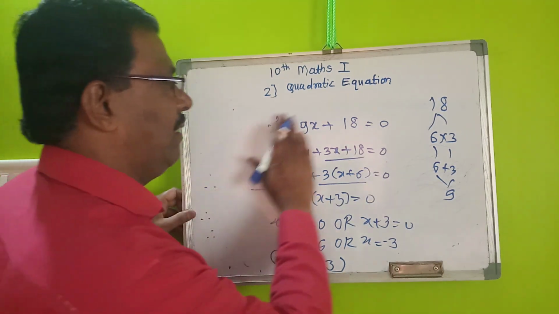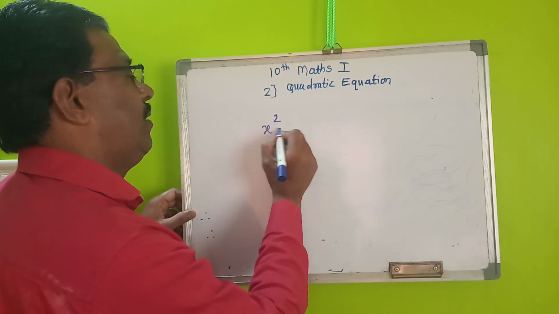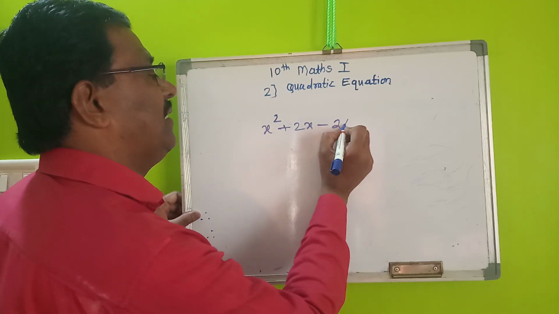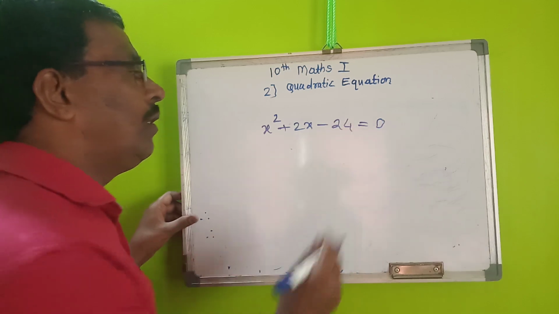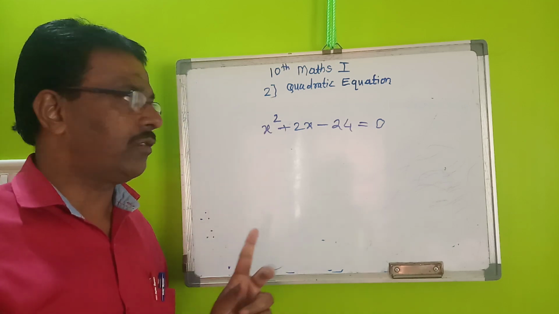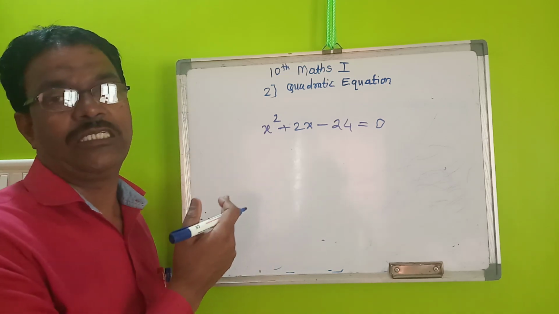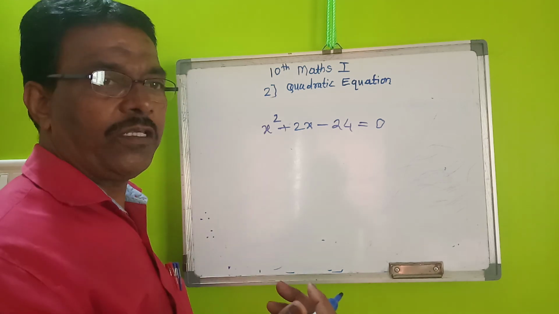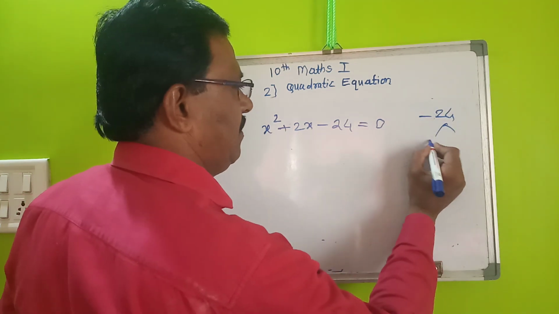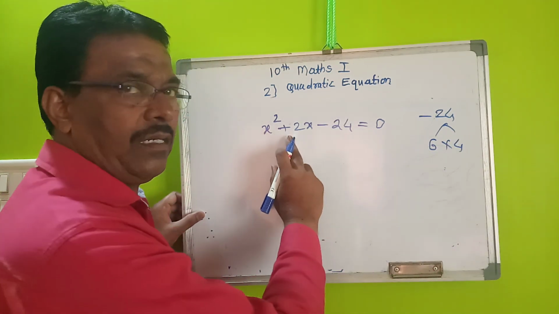One more example we will take, where the third term is negative. For example, x square plus 2x minus 24 is equal to 0. What happened here? The third term is negative. If the third term is negative, we want to find two numbers whose product is minus 24, but whose subtraction is plus 2. 6 fours are 24, and 6 minus 4 is 2. So minus 24 factors as 6 into 4. We decide the larger number's sign by the given middle term sign.